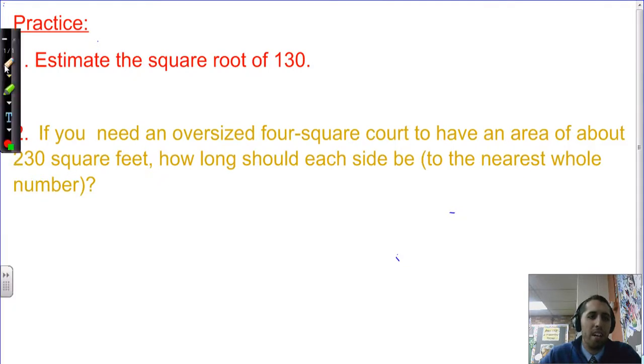Estimate the square root of 130. So I just want you to tell me what 2 whole numbers it is between and maybe which whole number it is closer to, the square root of 130. You have to estimate because it's not a perfect square.